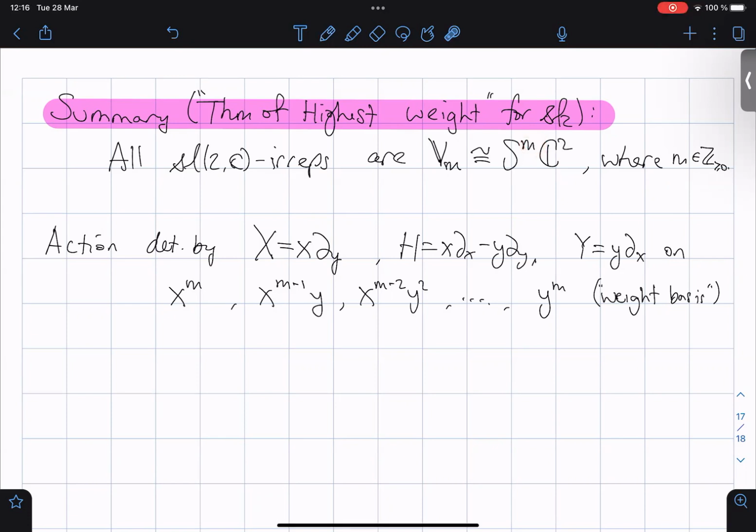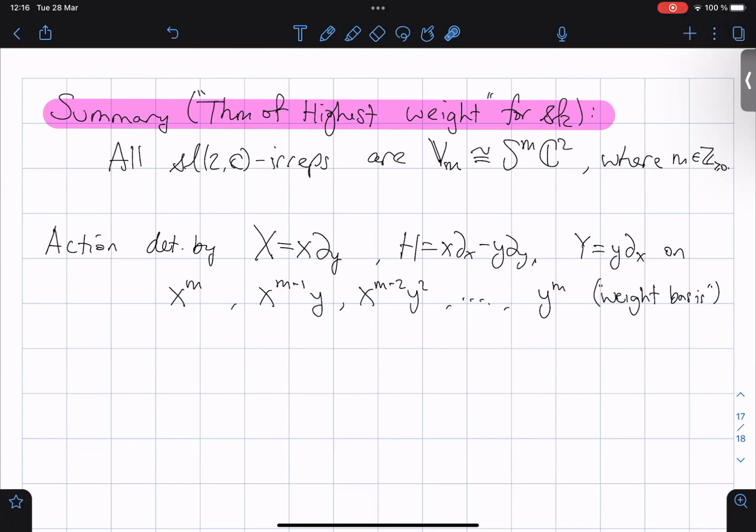It's a nice result that despite the complexity of these irreducible representations, everything is just determined by a non-negative integer. Of course, there's a lot behind this, but the nice thing is that we have this classification result now. All SL2 irreps look like this.